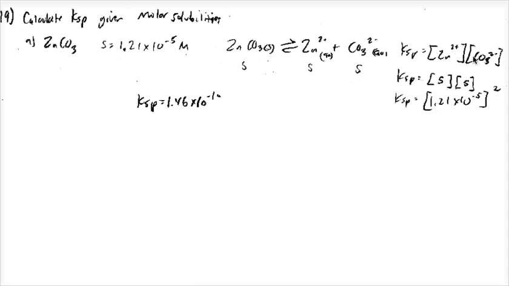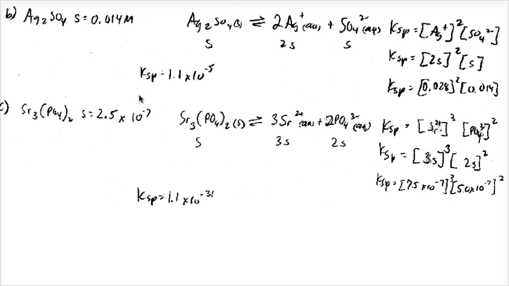You write your Ksp expression, still disregarding the solid substance, not showing up in your denominator of the Ksp expression, and then you plug in S and S into the positions for the zinc concentration and the carbonate concentration. So you end up with essentially S squared, and since we know the S value, 1.21 times 10 to the negative fifth, we plug in that value and square it, and our Ksp is 1.46 times 10 to the negative 10th. Part B, similar process, but now we're dealing with a substance that has 2 silver ions per 1 sulfate.